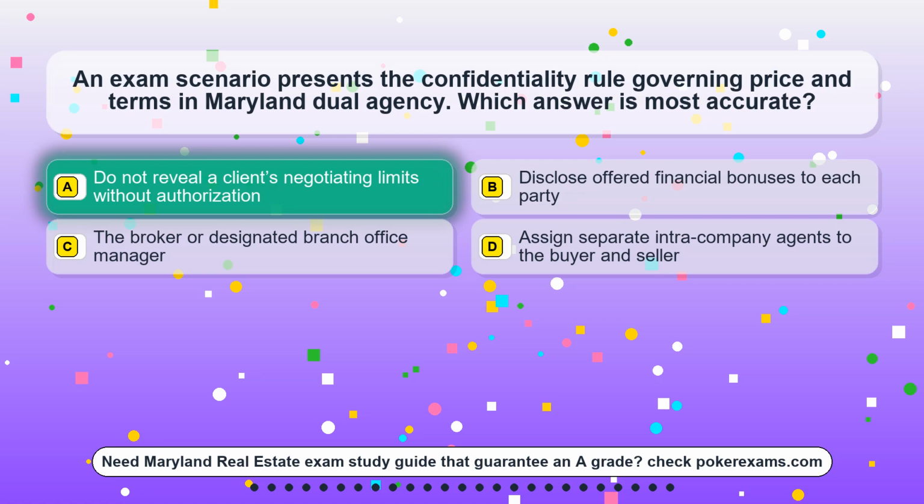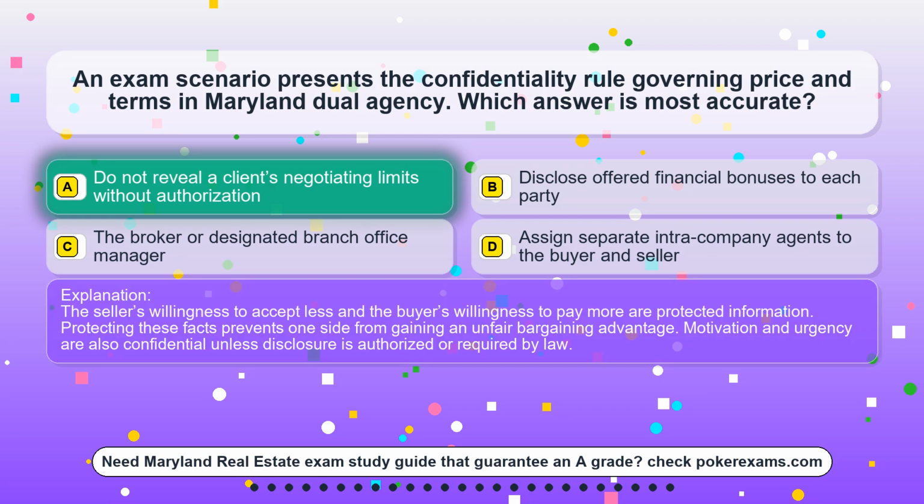The correct answer is option A, do not reveal a client's negotiating limits without authorization. The seller's willingness to accept less and the buyer's willingness to pay more are protected information. Protecting these facts prevents one side from gaining an unfair bargaining advantage. Motivation and urgency are also confidential unless disclosure is authorized or required by law.